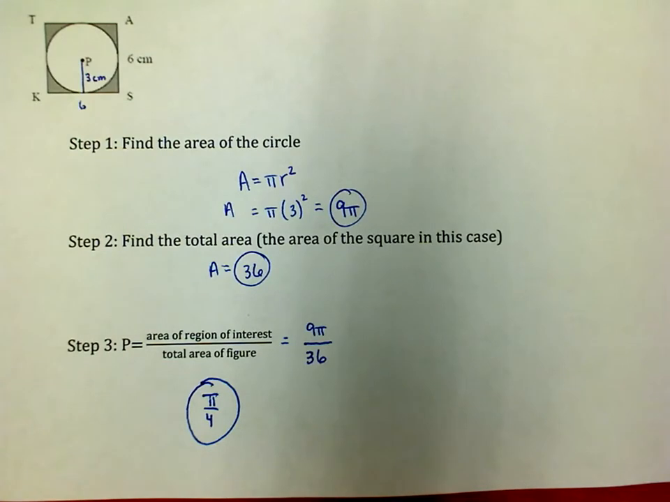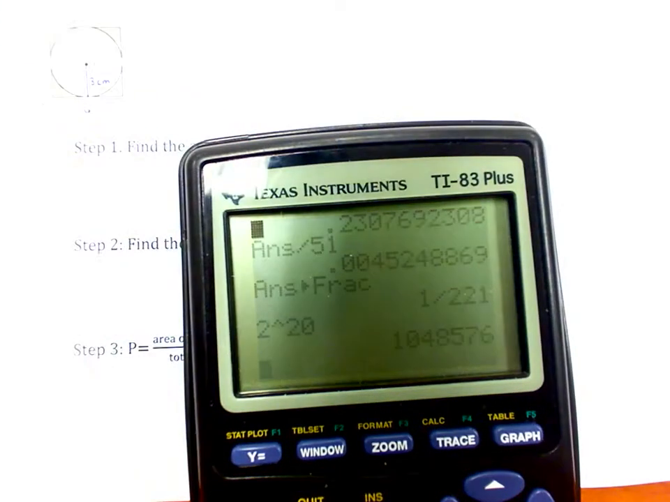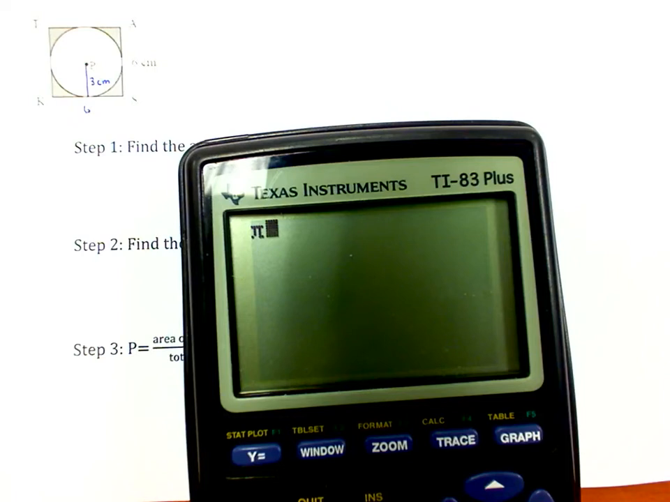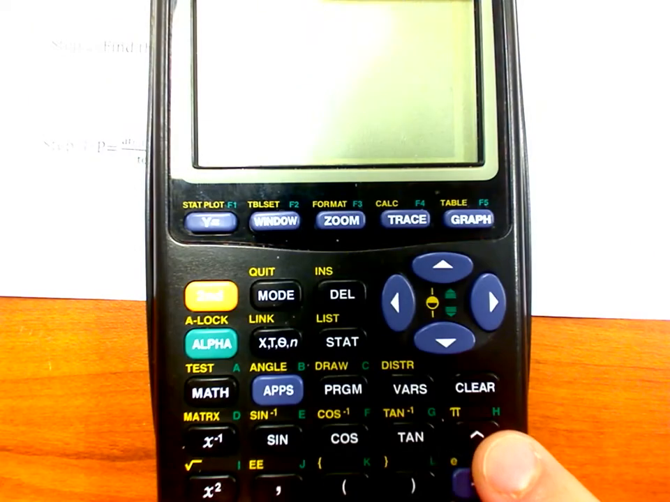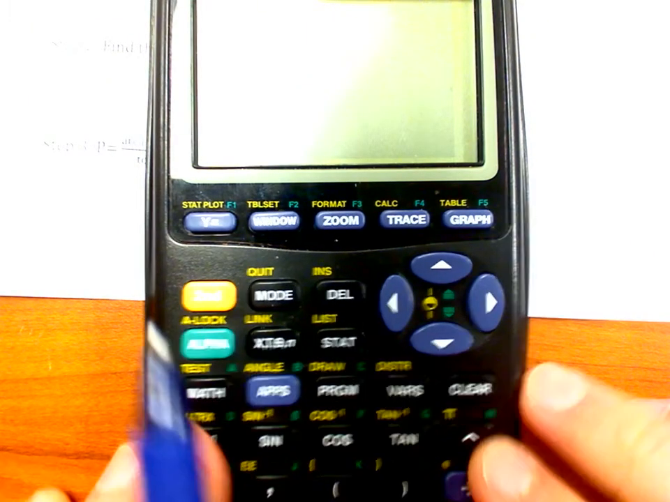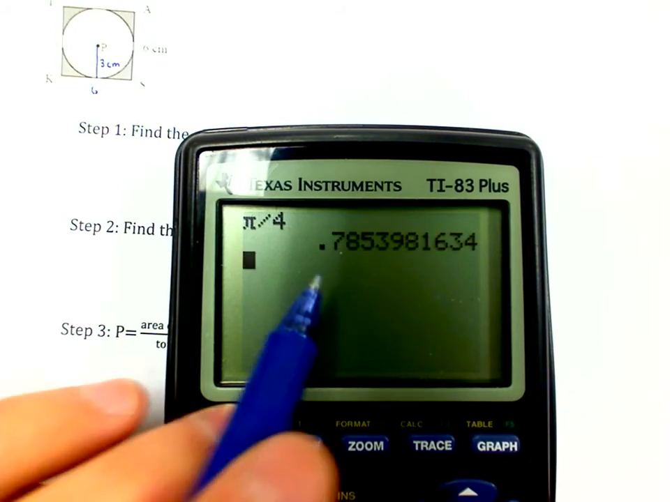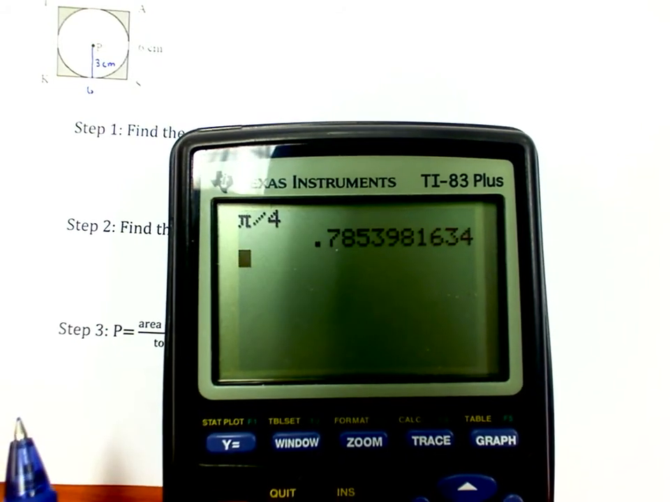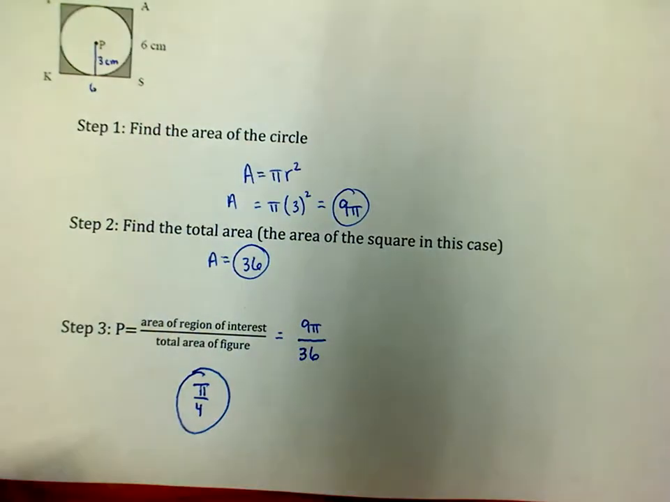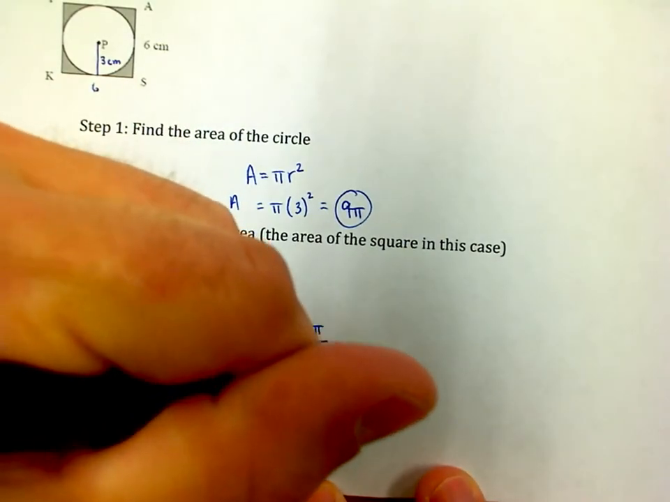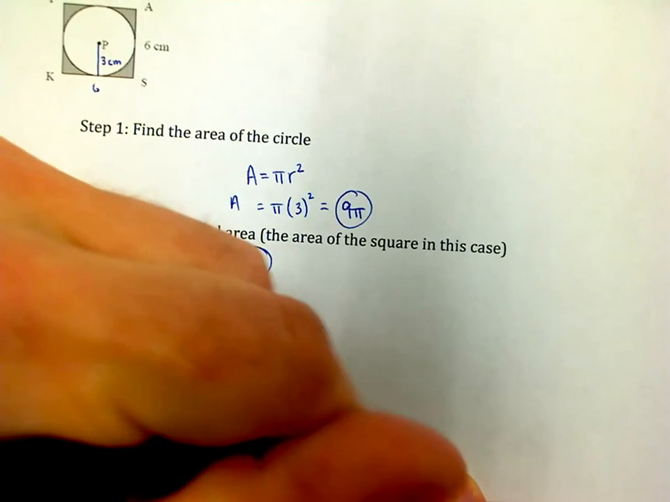For the decimal form, what I do is I take pi, which is right here above the power thing. See it in yellow? Have to hit second to get to it. So pi divided by 4, which is 0.785. So let's round it to 0.79, which as a percentage is 79%.